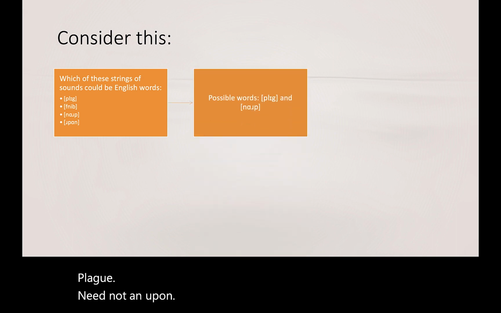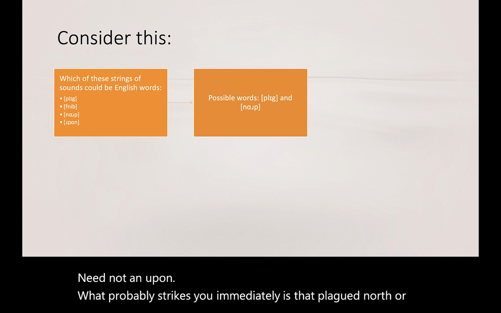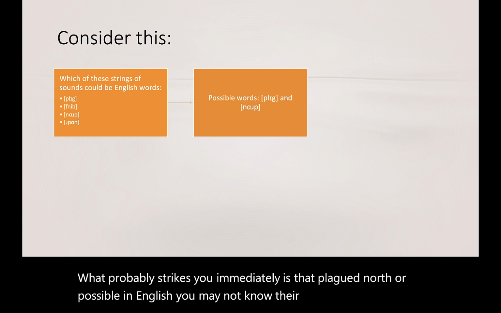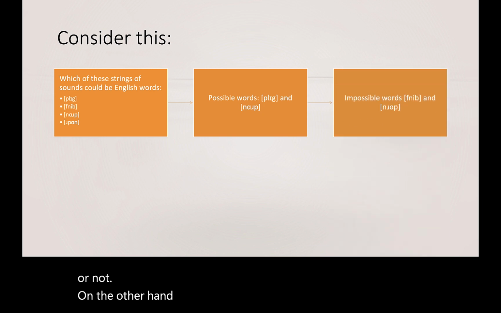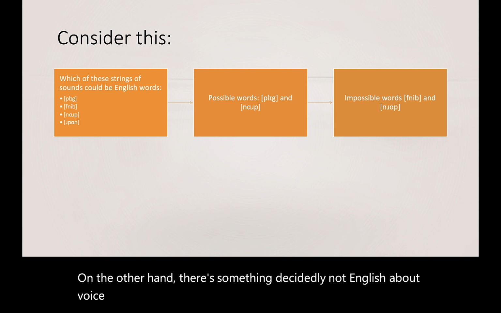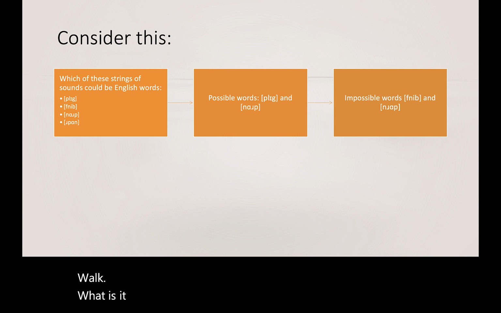A little more exploration now. Which of the following strings of sounds potentially could be English words? Pleg, fneeb, narp, and erpan. What probably strikes you immediately is that pleg and narp are possible in English. You may not know if they are words or what they mean, but they sound like other words that you know, like blog or narc. On the other hand, there is something decidedly not English about words like fneeb or nrop. Nrop is even really hard to pronounce.